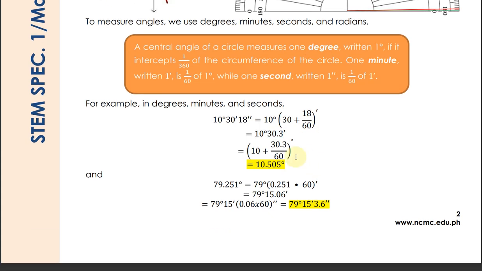Next, we are going to convert the 30.3 minutes into degrees. That is by, again, multiplying it by 1 over 60. So 30.3 times 1 over 60, that is 30.3 divided by 60, or that is 0.505. Then you add it to the given degrees, which is 10. So we have our final answer of 10.505 degrees.